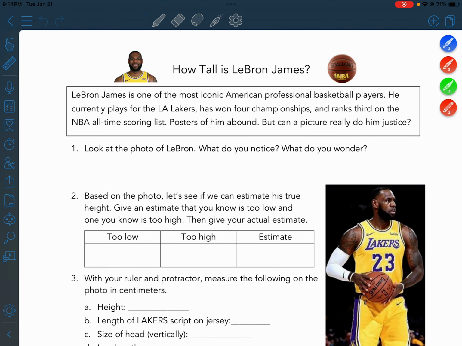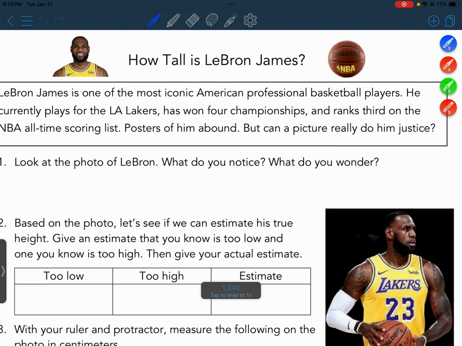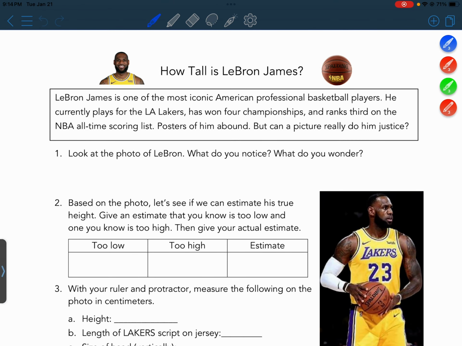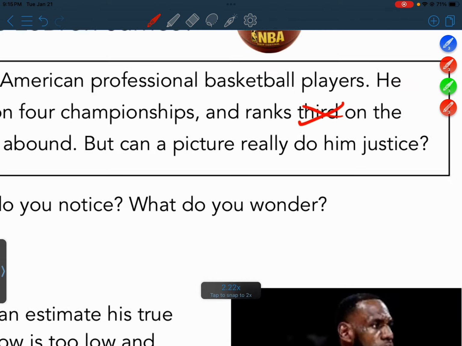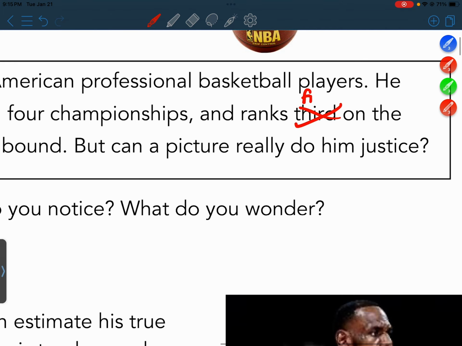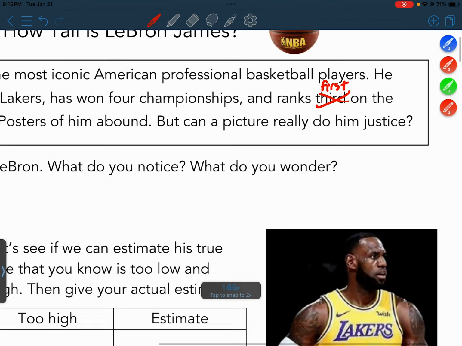Okay, so here's the activity, and then here's kind of the inspiration for the activity. So you guys have all heard of LeBron James. He's probably the most famous basketball player. And he currently plays for the Lakers, although he's played for many other teams. I think he's won 4 championships. He no longer ranks 3rd on the all-time scoring list. He's now 1st place. So he's scored more points than any other player who's ever played in the NBA.